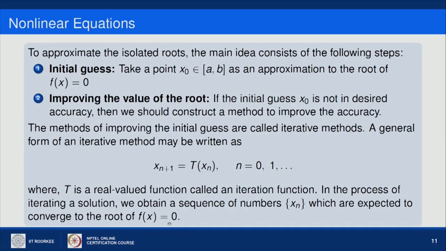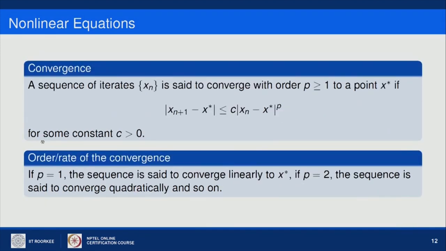Now, what do we mean by convergence of such an iterative scheme? A sequence of iterates x(n) is said to converge with order p, where p is always greater than or equal to 1, to a point x star if the absolute value of x(n+1), the approximation in the (n+1)th iteration, minus x star, the exact solution, is less than or equal to c times the absolute value of x(n) minus x star raised to power p, for some constant c greater than 0. So, if p equals to 1, the sequence is said to converge linearly. If p equals to 2, we say that the sequence is converging quadratically and so on.